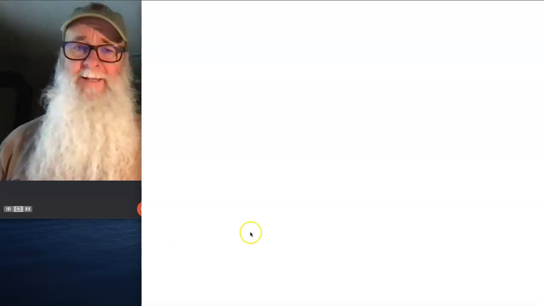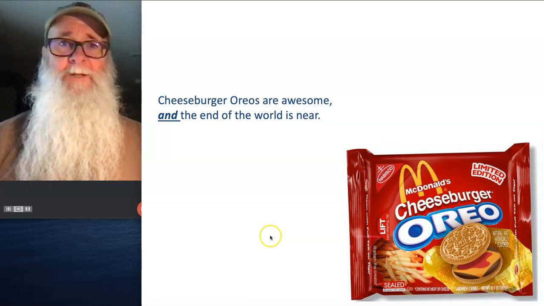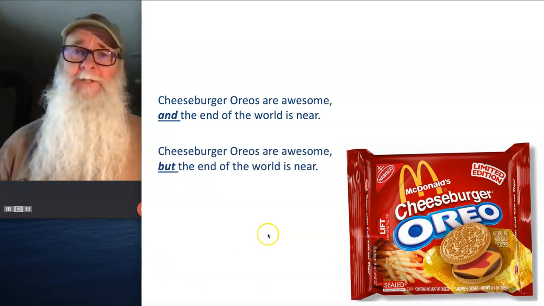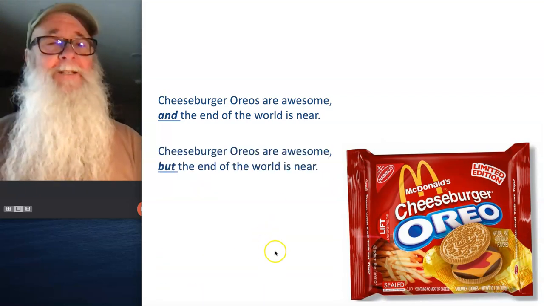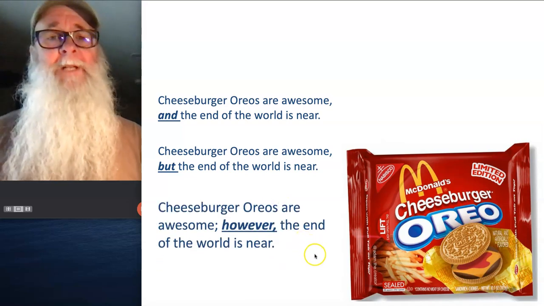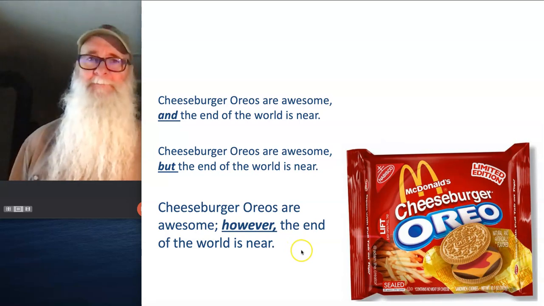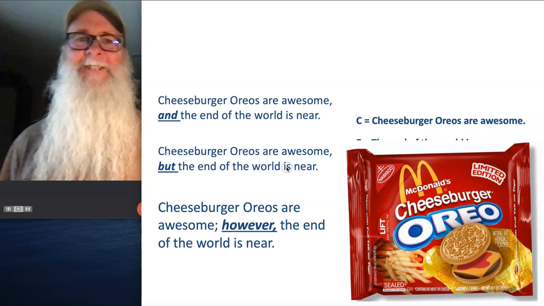All right, take a look at these sentences. Sentence number 1: cheeseburger Oreos are awesome and the end of the world is near. Sentence number 2: cheeseburger Oreos are awesome, but the end of the world is near. And sentence number 3 is: cheeseburger Oreos are awesome, however, the end of the world is near. Are these simple or compound statements? Did you say compound? Right, you are.